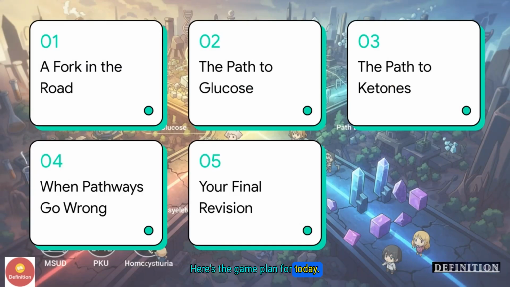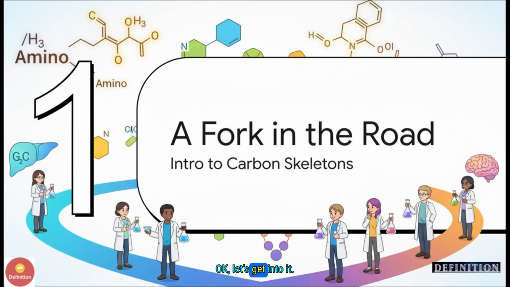Here's the game plan for today. We'll start at this critical fork in the road these carbon skeletons face. Then we'll follow both paths. One leads to glucose, the other to ketones. We're also going to look at what happens when these pathways break down. And then we'll wrap up with the key takeaways you absolutely need to remember. Okay, let's get into it.